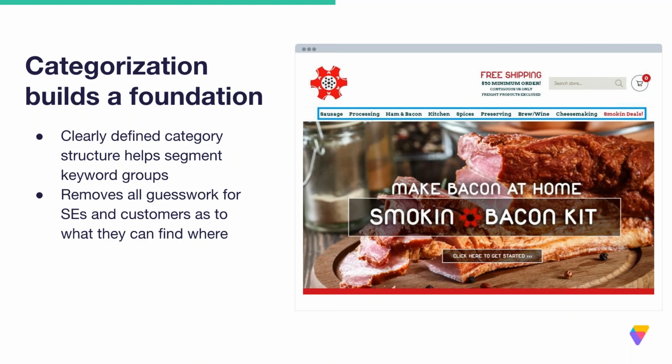Let's look at an example here. So clearly defined category structure is going to help segment your keyword group. In this example, these top-level categories that are shown in that blue box of the screenshot are divided into general groupings. This gives search engines and customers a clear overview of your site and where they can go to find what they're looking for.